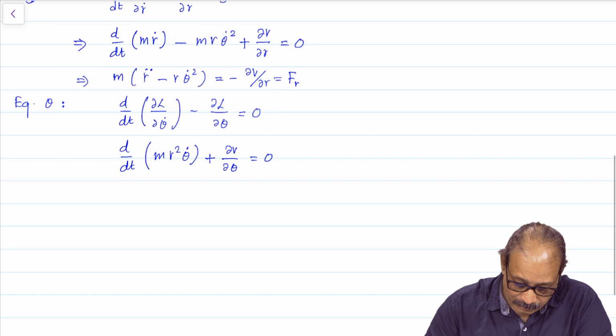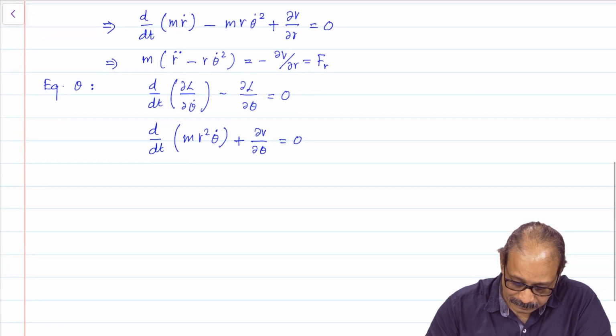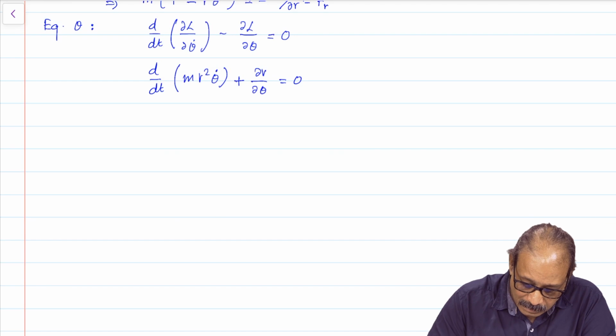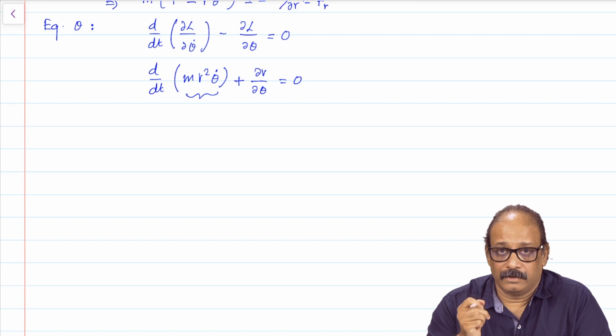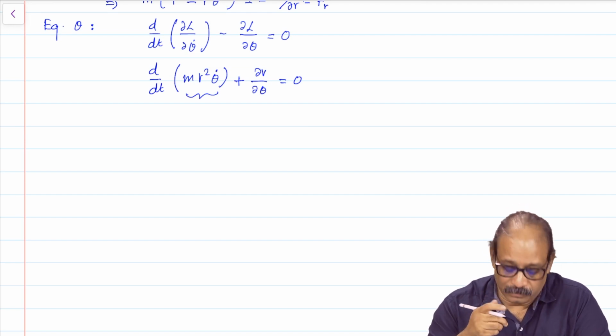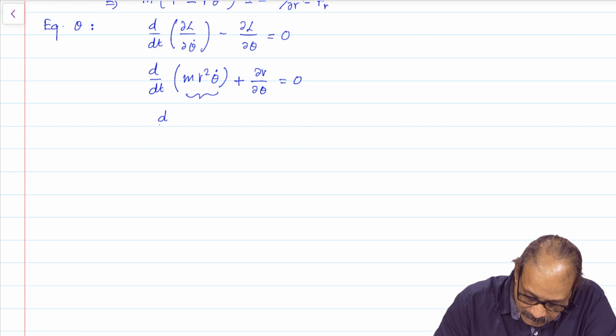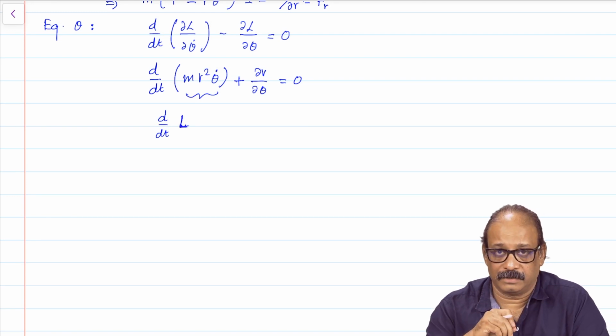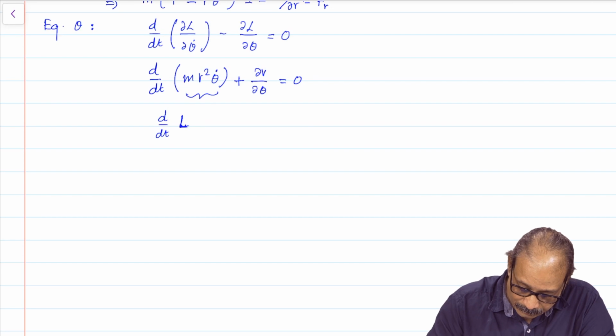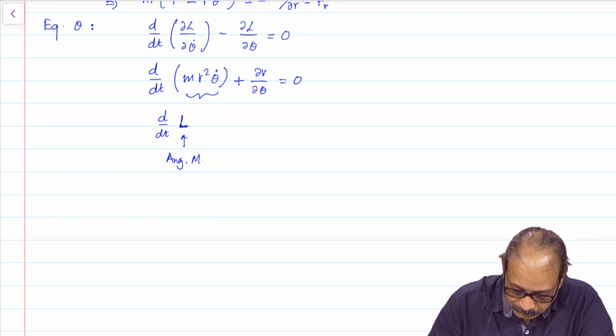Fine. And what is this, del V by del theta? Can you make a guess? This m R square theta dot is of course the angular momentum of the particle about the given origin. So, this is nothing but d by dt of angular momentum. Remember, this is capital L, not the curly L that we are using for the Lagrangian. So, this is angular momentum, and this will be equal to what would be del V by del theta.